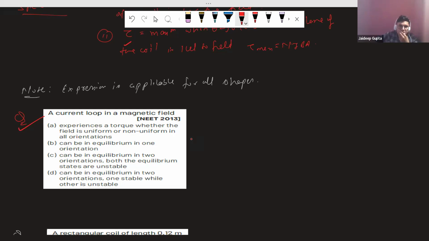A current loop in a magnetic field. Which of the options? One to two minutes. Write your answer fast in your chat box. Everyone fast, speed up.